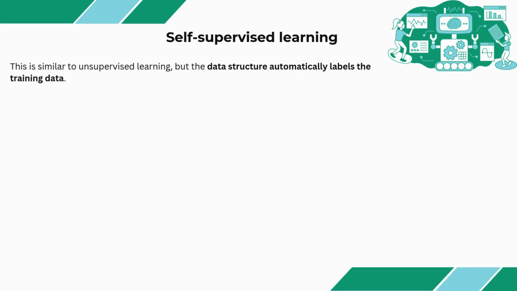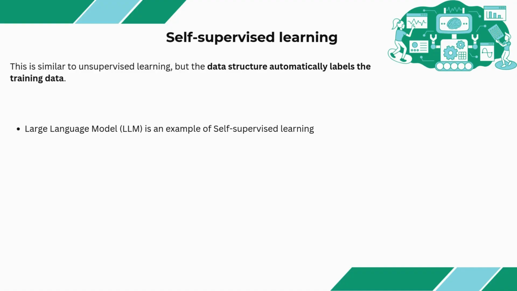Lastly, let's understand what is self-supervised learning. This is a very interesting concept, and this is similar to unsupervised learning, but the data structure automatically labels the training data. Automatic labeling is very important, and it can help enhance the training process and provide insights. A very good example is a large language model, which learns on a huge amount of data which may or may not be labeled. For example, an LLM is trained on data from all around the world, and some of the data might be about how to code or how to write a piece of code.